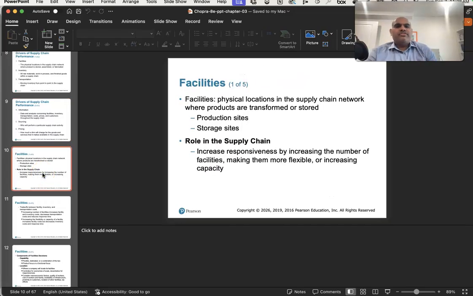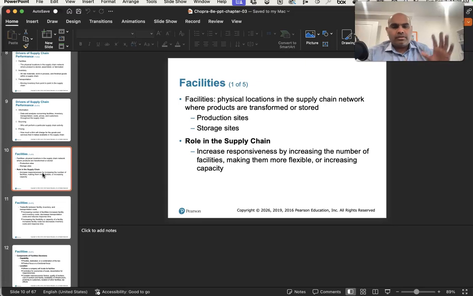So let's begin with facilities. So facilities here, they're physical locations in the supply chain network where products are transformed or stored. Now remember that this doesn't have to be just a manufacturing facility or a distribution facility or anything like that. If there is a call center, where the call center is located, a physical location of a facility is also important. If it is an office where people come in and do office work, then where the office is located is important, right? So responsiveness in a supply chain can be increased by increasing the number of facilities.